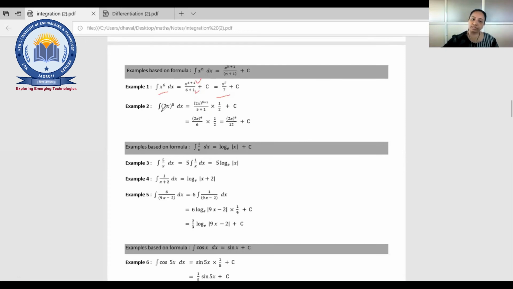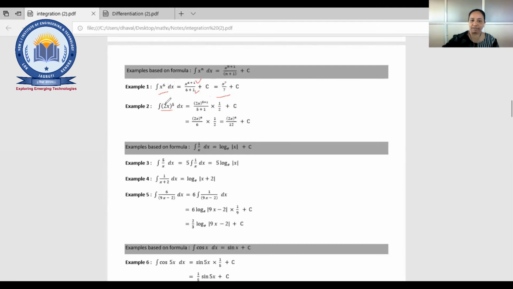Okay, here you can see 2x raised to 5. So how is it supposed to be? Instead of x, it is 2x. It's not like e raised to x. X here, here 2x. So what happened? Whatever the power, 2x raised to 5 plus 1 upon 5 plus 1. Now, here only x is there, here 2x.